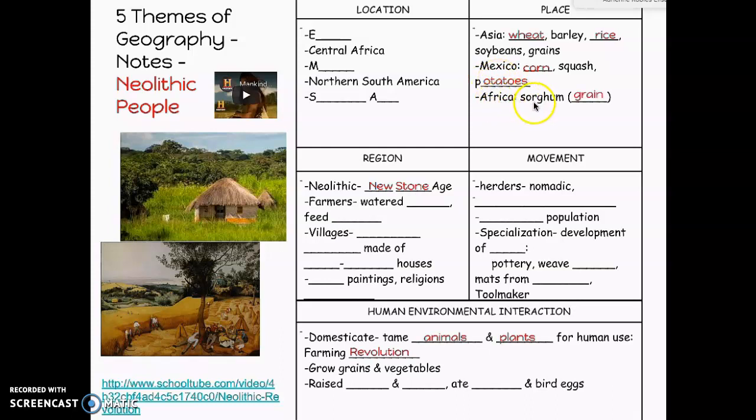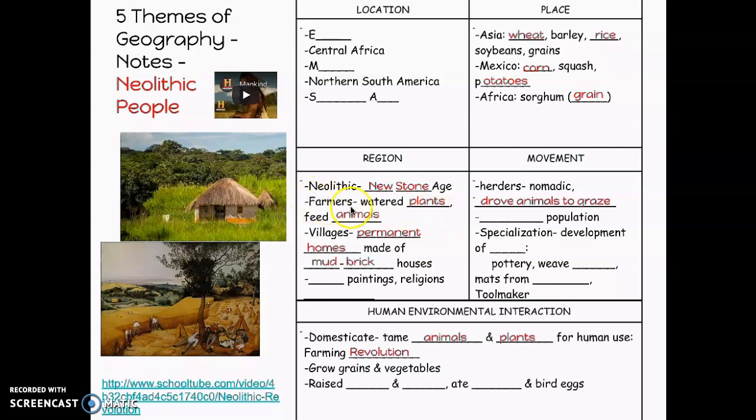And then in Africa, they had sorghum, which was a type of grain. As we continue reading on page 14, the growth of villages. People who farmed could settle in one place. Herders remained nomadic and drove their animals wherever they could find grazing land. Farmers, however, had to stay close to their fields to water the plants, keep hungry animals away, and harvest their crops. They began to live in villages where they built permanent homes.